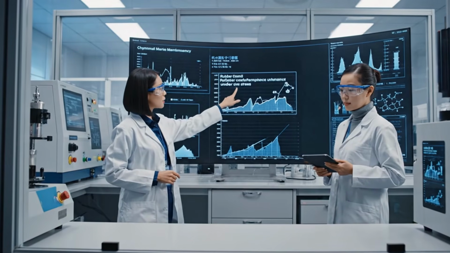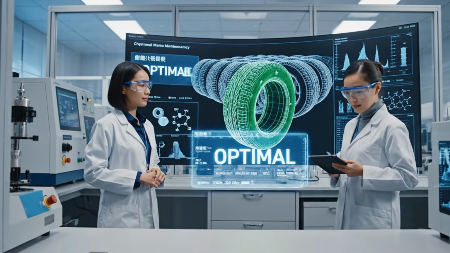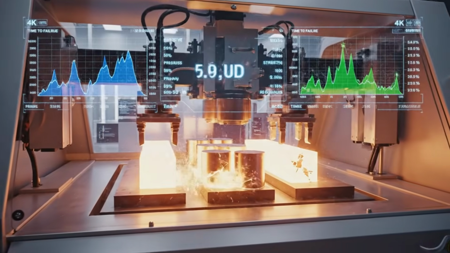Look at the elasticity matrix here. If we optimize the sofa linkage, I'm adjusting the accelerator level now. Simulation is green.